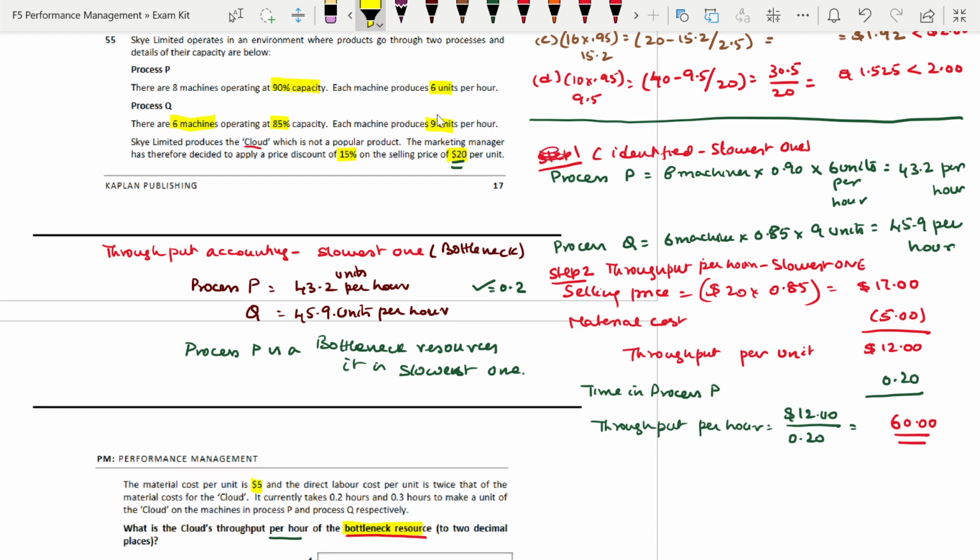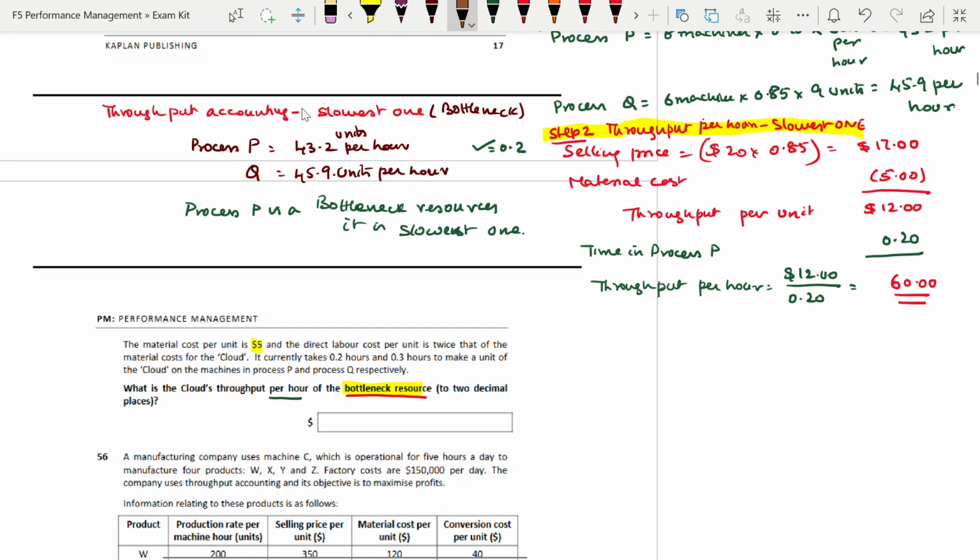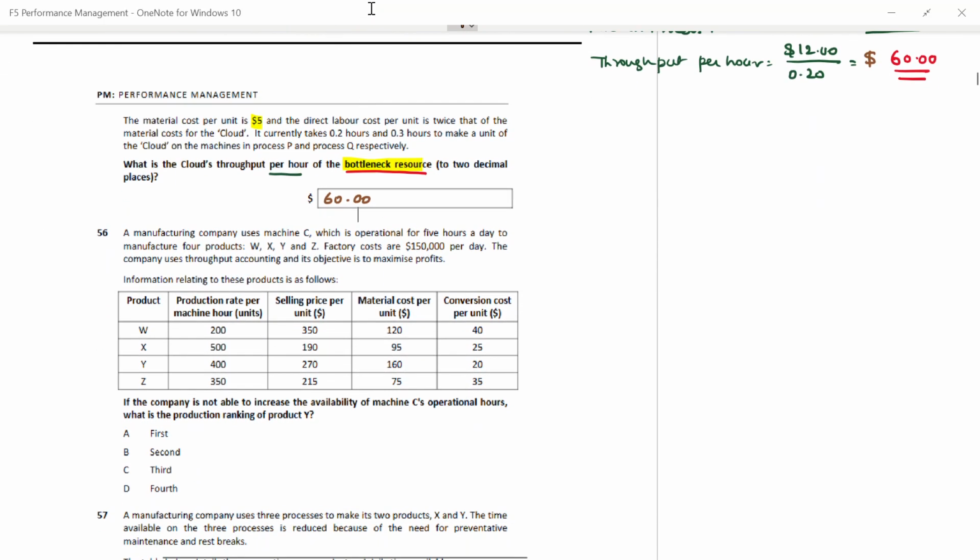I am putting it here. This is step 1 and this is step 2. Next, how much is there? It is $60. Next, tell me here.